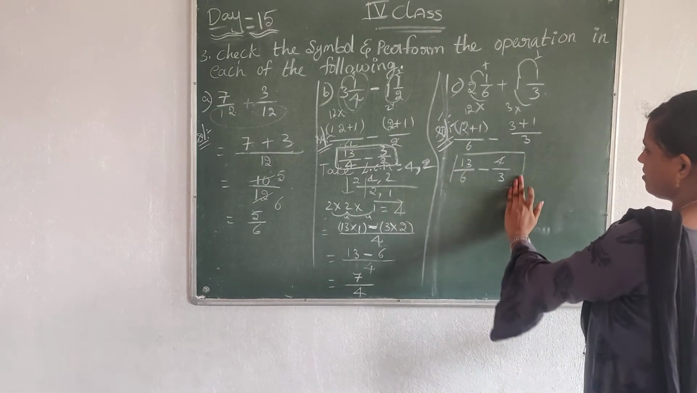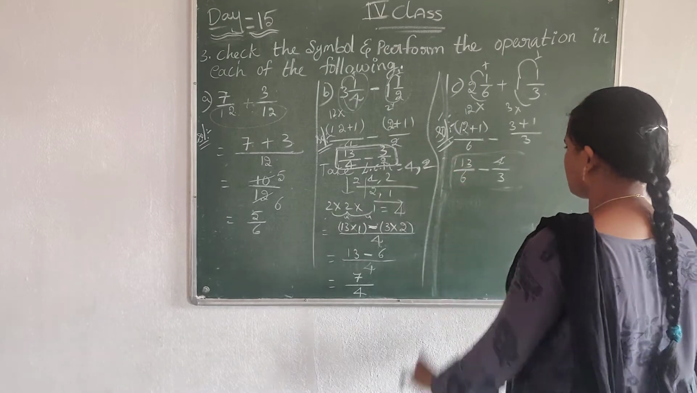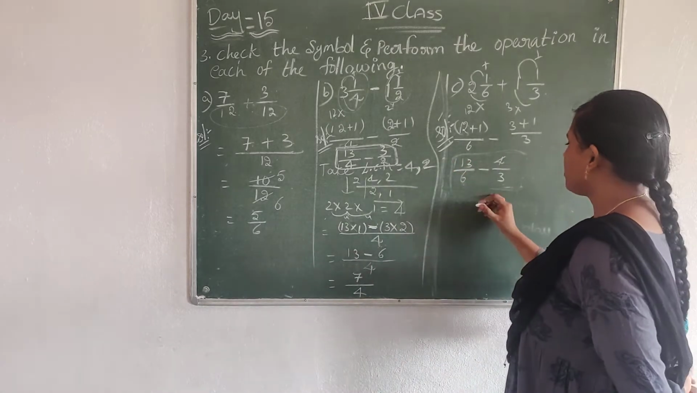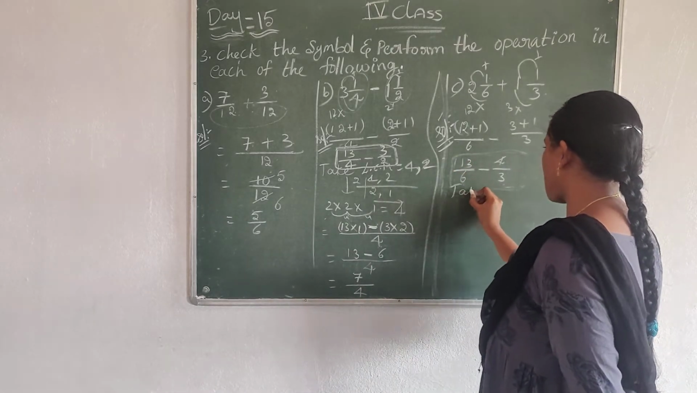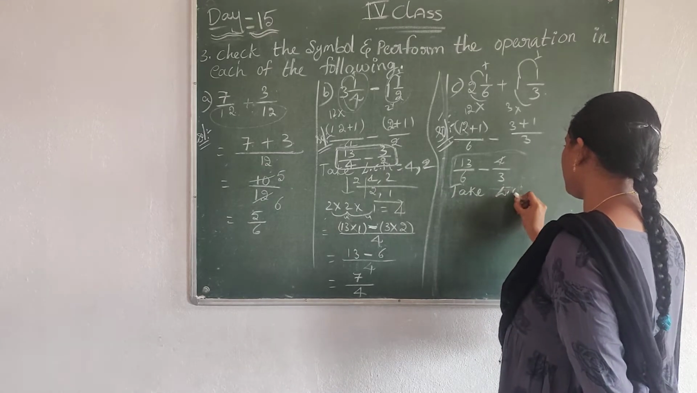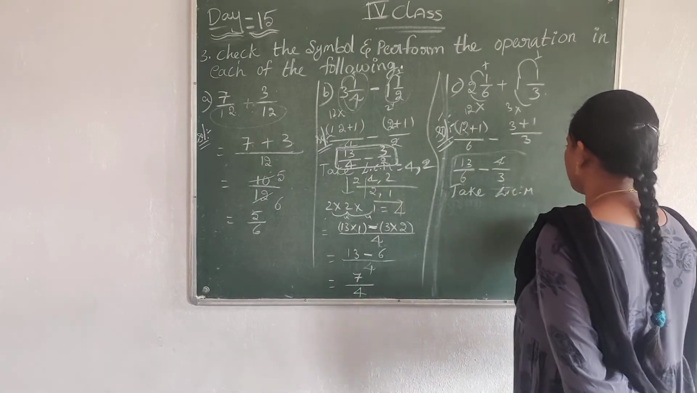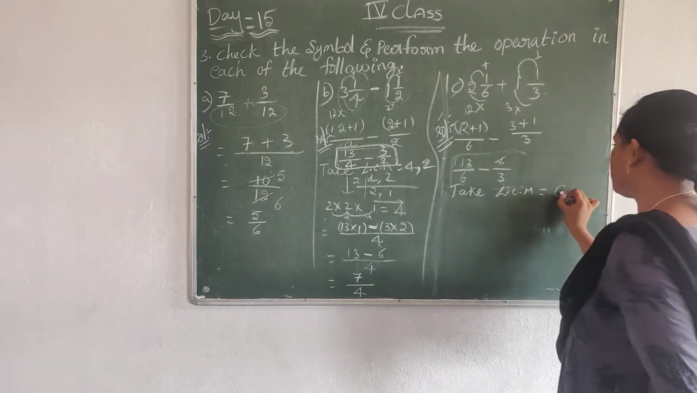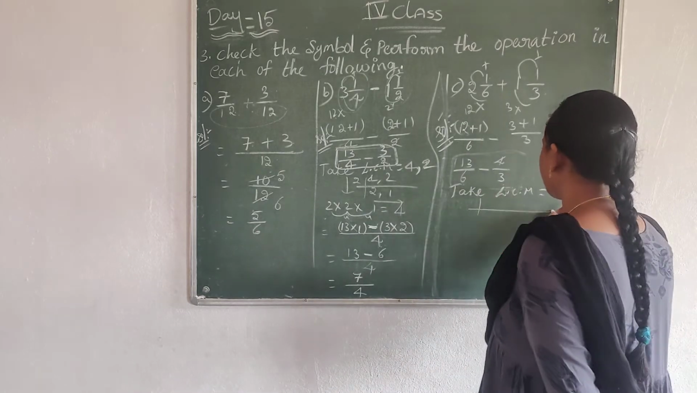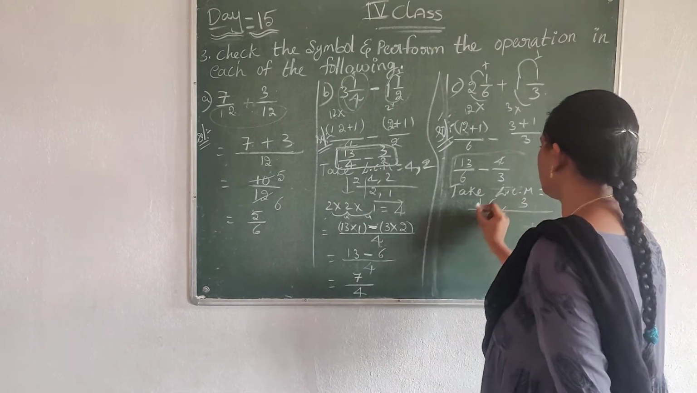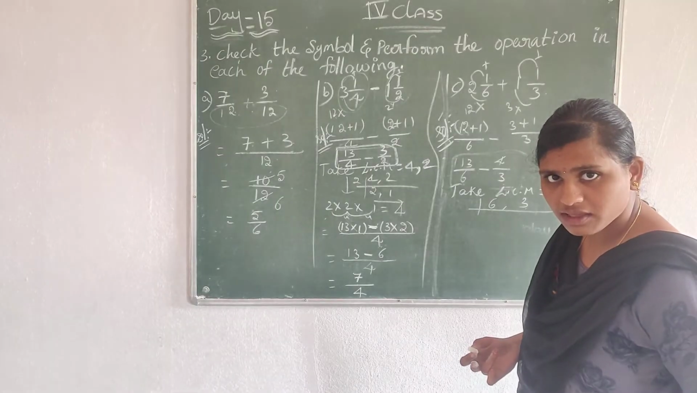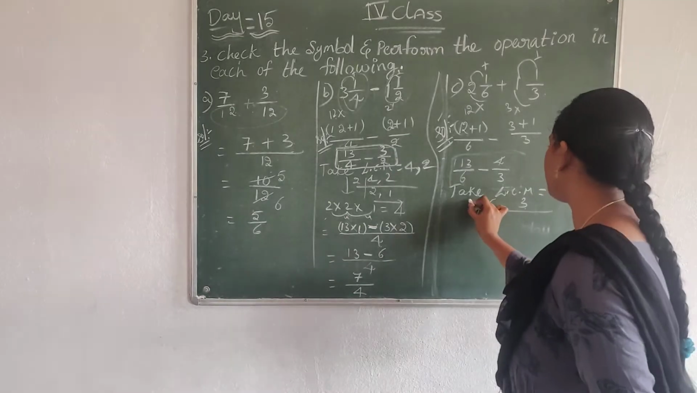Okay, let's see. 6 and 3. Take the LCM. 6 comma 3. These two are cancelling. Which table? Tell me. 3. So we cancel in the 3 table.